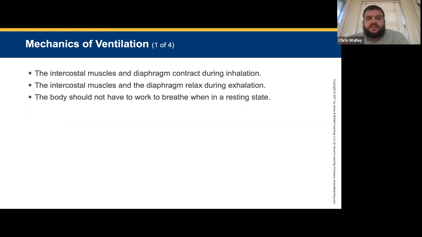The intercostal muscles and the diaphragm relax in exhalation, so what that does is allow air to exit. So each time that you breathe, there's that negative pressure where the air is getting rushed back in.